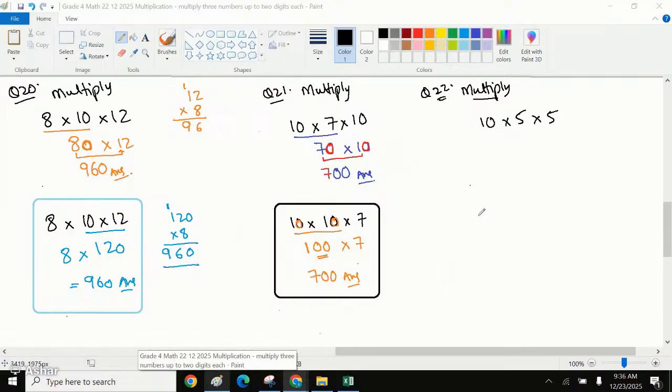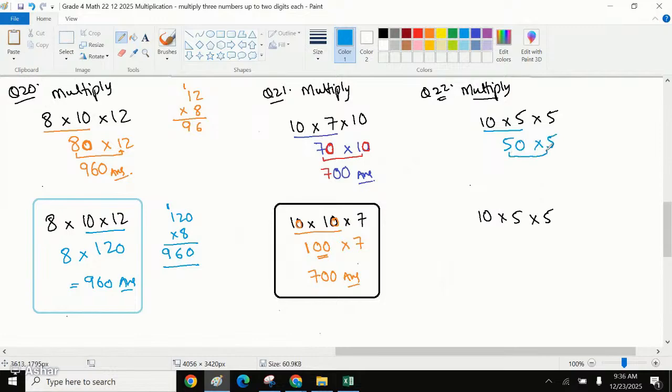So can we say this as 10? Can we say 10 multiplied by 5: 1 multiplied by 5 is 5. You write the 0. 5 multiplied by 5 was 25. And you bring the 0 as it is. That means 250 is your correct answer.